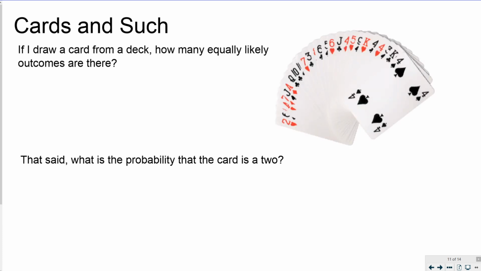So moving on to a different example, if I draw a card from a deck, then how many equally likely outcomes are there? If you think back to your knowledge of decks of cards, there are 52 different cards, which means drawing a specific card means there are 52 outcomes.